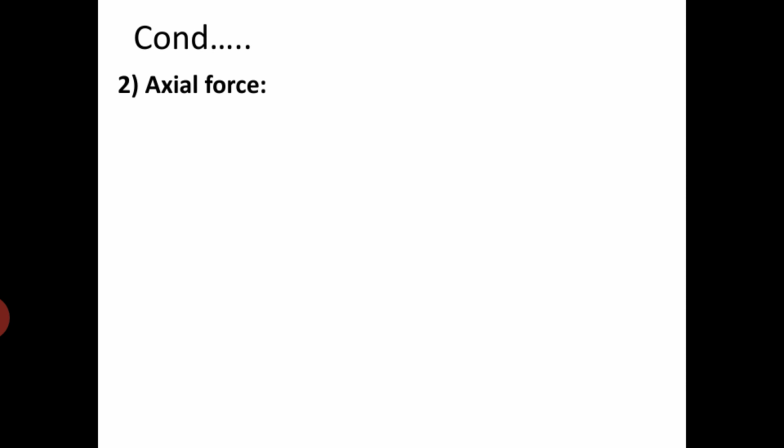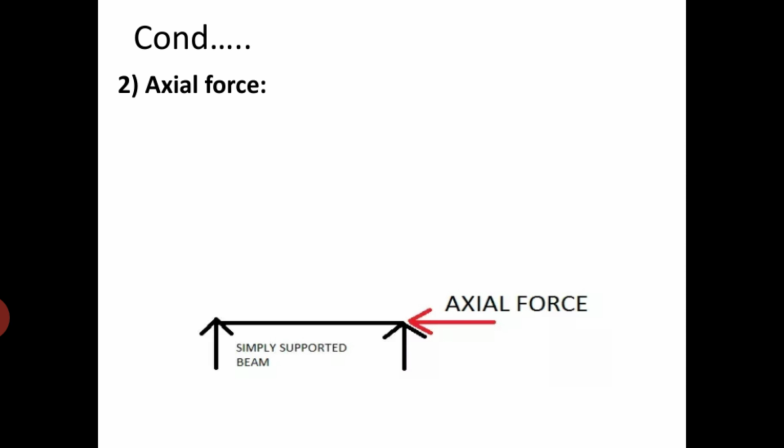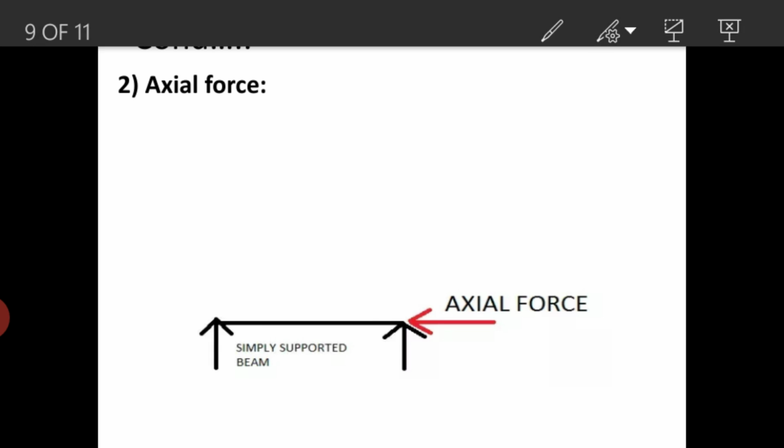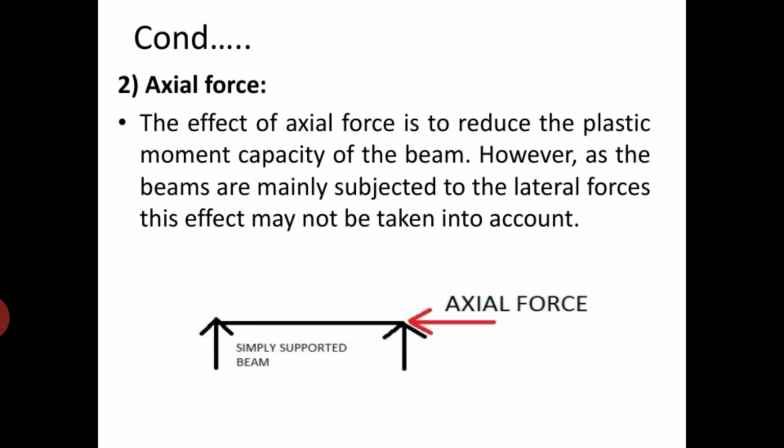The second, axial force. This is another factor which affects the plastic moment capacity. As you know, the axial force has been shown, how the axial force will be acting in beams. It acts along the longitudinal axis of the beam. So the effect of axial force is to reduce the plastic moment capacity of the beam. If axial force is present, then it reduces the plastic moment capacity of the beam.